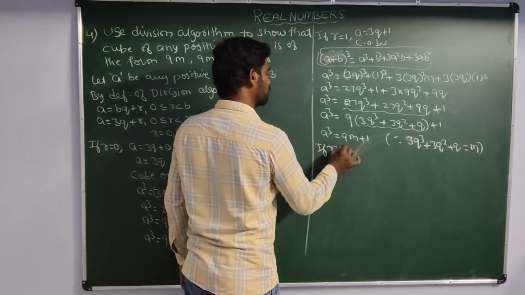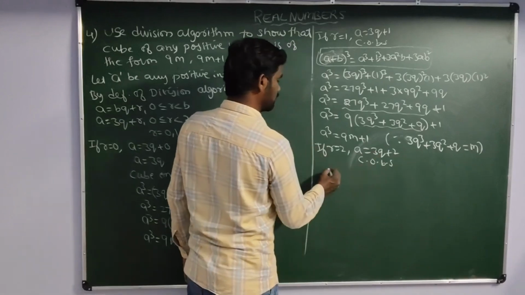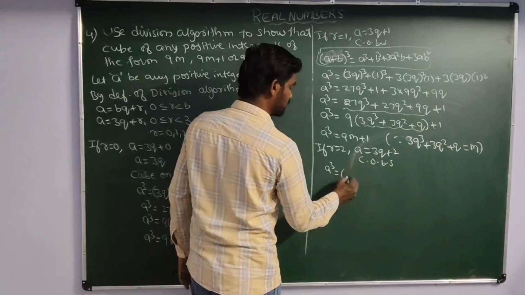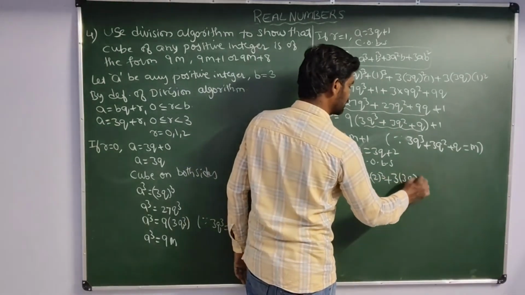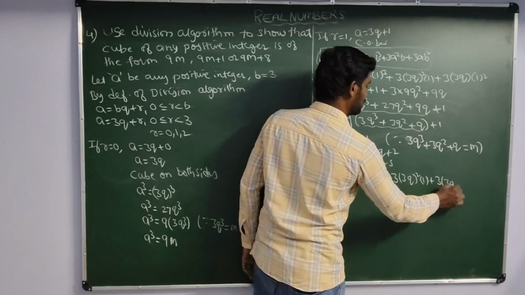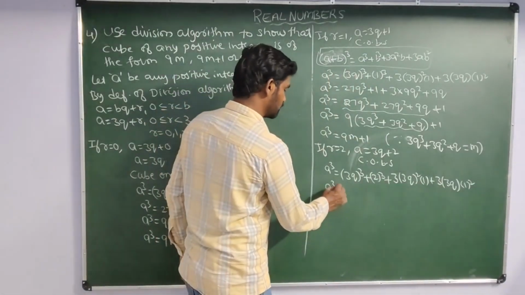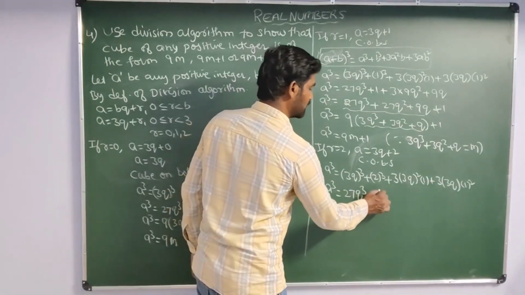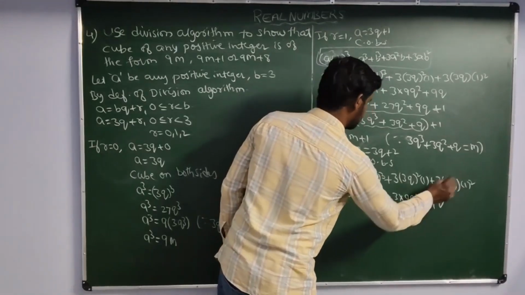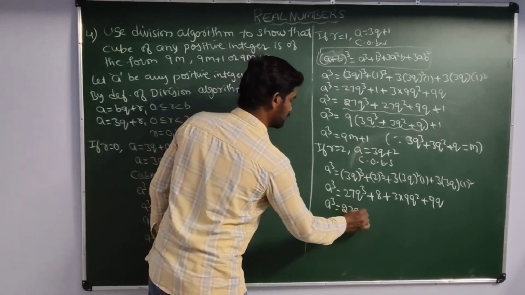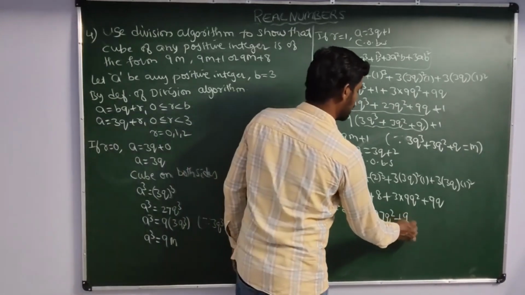Next, if r is equal to 2, the equation becomes a is equal to 3q + 2. Now cubing on both sides, a³ is equal to, according to that formula, (3q)³ + 2³ + 3a²b, that is 3(3q)² into b, plus 3ab², where b² is 1². So a³ is equal to 27q³ + 8 + 3 into 9q² + 3 threes are 9q. Therefore a³ is equal to 27q³ + 3 nines are 27q² + 9q + 8.